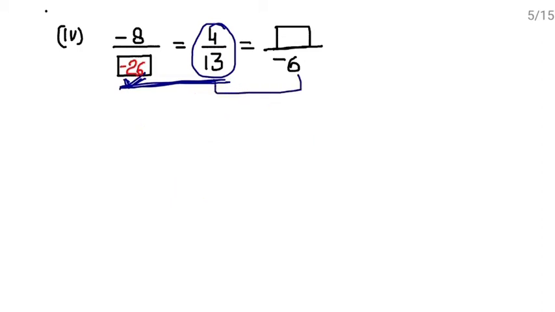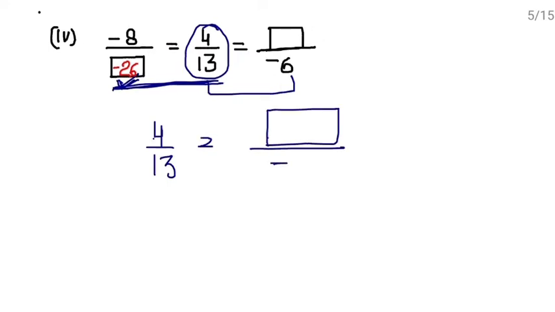Now take these two parts. 4 upon 13 is equal to dash upon minus, students, this is 65, right? Minus 65. Now denominators are given on both the sides, so compare them. From 13, how can you get 65?